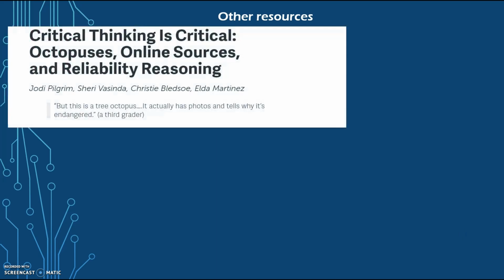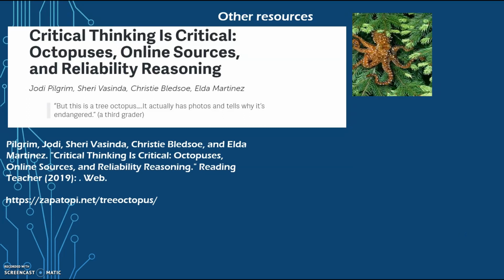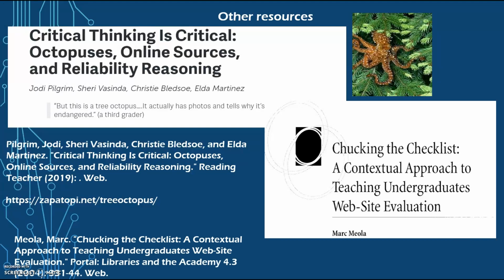Lastly, other resources. Here I've provided a link to an ILA article authored in part by none other than our very own Dr. Vasinda. The article provides an insightful look at how students use critical thinking skills to make the determination about whether a site is reliable or not. In addition, I've also included a link to an article that, while dealing with college undergraduates, pushes back on the idea of using a checklist to determine website reliability. Instead, it promotes a contextual approach using 3 tenets. 1, promoting and explaining reviewed resources. 2, comparison, and 3, corroboration.